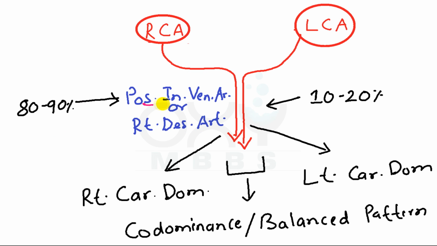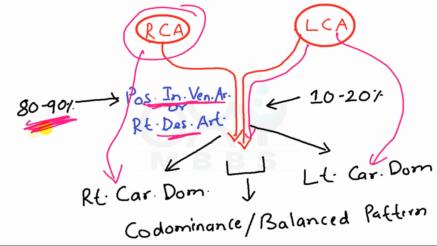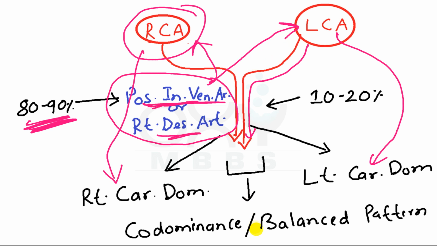So if the posterior interventricular artery is coming from the right coronary artery, then it is called right cardiac dominance, and if the posterior interventricular artery or posterior descending artery is coming from the left coronary artery, then it is called left cardiac dominance. So in most of the people there is right cardiac dominance, and if the posterior interventricular artery is coming from both the right as well as the left coronary artery, then it is called codominance or balanced pattern.